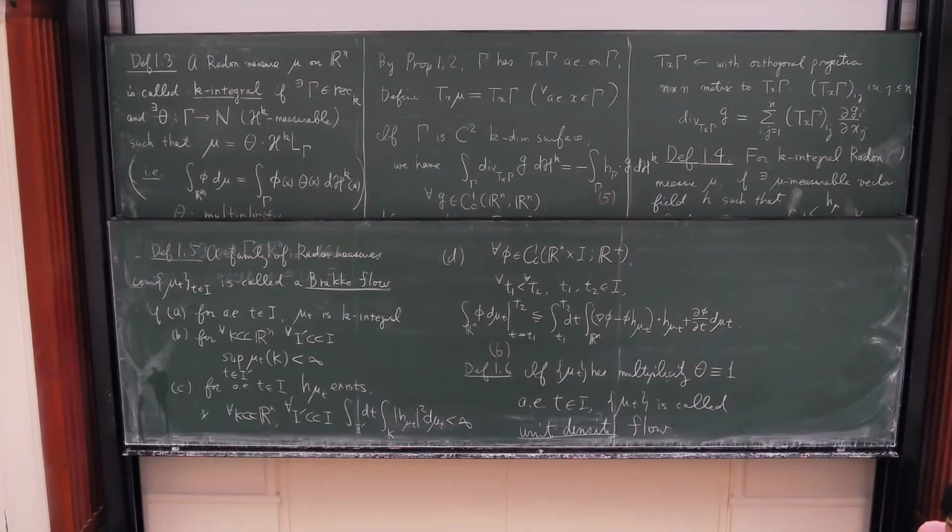If you have a unit density Brakke flow and you multiply it by a multiplicity theta, you obtain a Brakke flow. Can all Brakke flows be obtained in this way? Or is there some Brakke flow not derived from this? It's not so clear. I guess the existence theory is actually very limited, and there are a lot of open questions. I must say, this notion of Brakke flow has been around for a long time, but very little is known at this point.